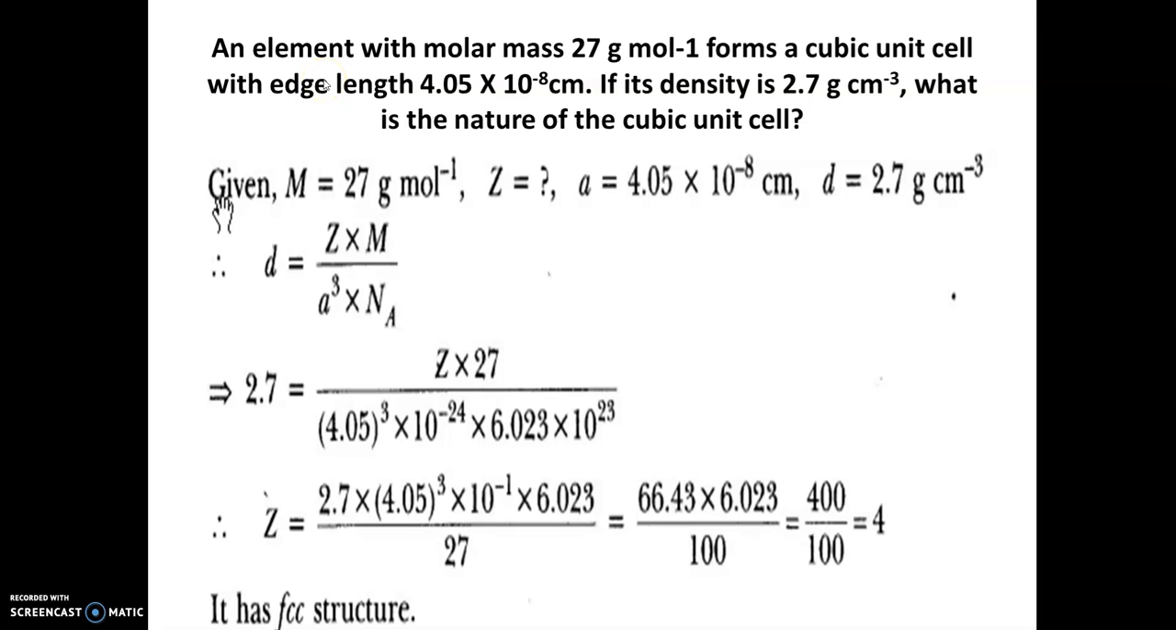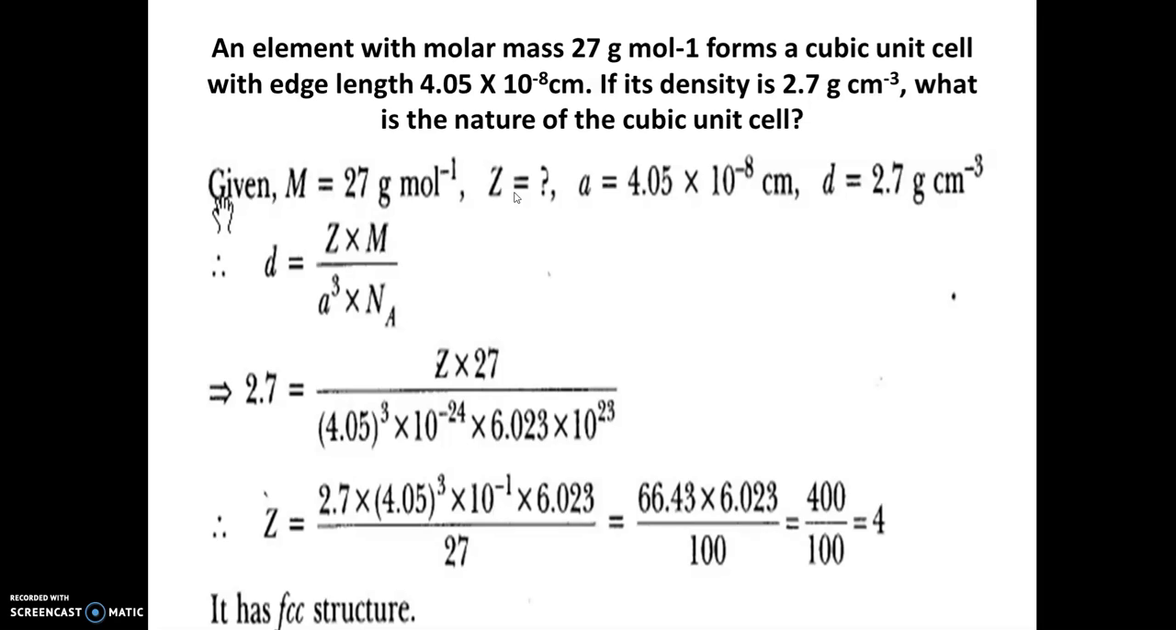So in this question, we'll see: an element with molar mass 27 gram mole inverse forms a cubic unit cell with edge length 4.05 into 10 raised to minus 8 centimeter. If its density is 2.7 gram per centimeter cube, what is the nature of the cubic unit cell? So in the question, mass is given, edge length is given, and density is also given. So we have to find out the number of atoms and what type of unit cell. If we identify the number of atoms, we can identify which type of unit cell it is.